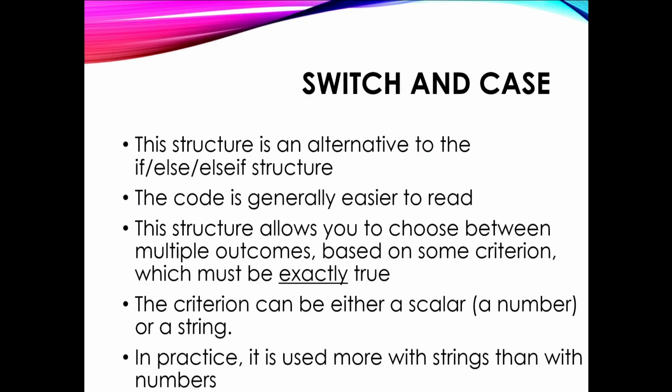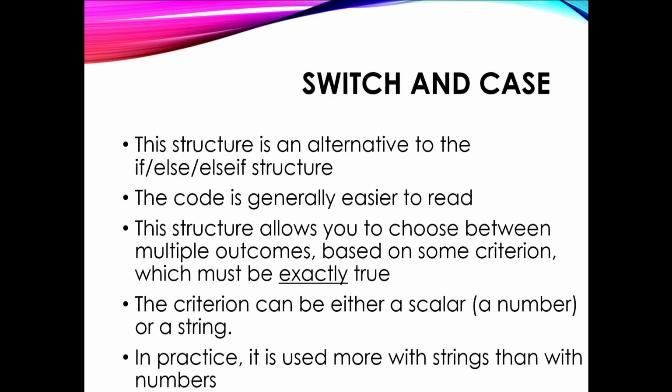The switch and case structure is an alternative to the if-else and else-if structure. It is often used when a series of programming path options exists for a given variable depending on its value. But compared to the if-else and else-if structure, the code for switch and case is easier to read. This structure will allow you to choose between the multiple outcomes.